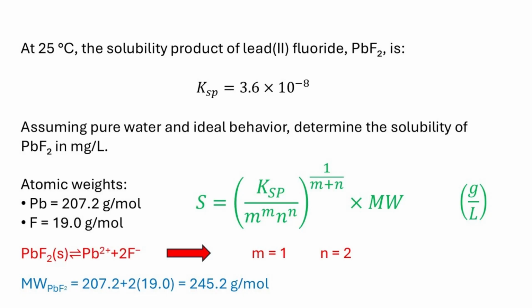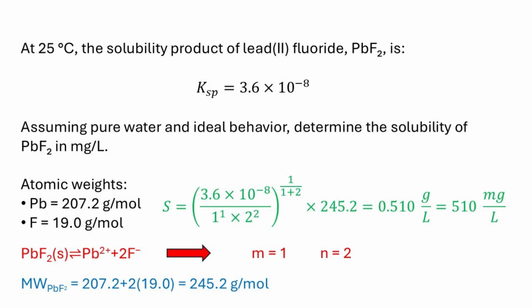Besides, we also need to know the molecular weight of lead fluoride. Since we are provided with the atomic weights of lead and fluoride, we can easily find out the molecular weight of this salt, 245.2 grams per mole. And finally, we can substitute the values of m, n, and molecular weight, as well as the Ksp values into the equation. And we find that the solubility of lead fluoride at 25 degrees Celsius is 0.510 grams per liter, and that is 510 milligrams per liter.